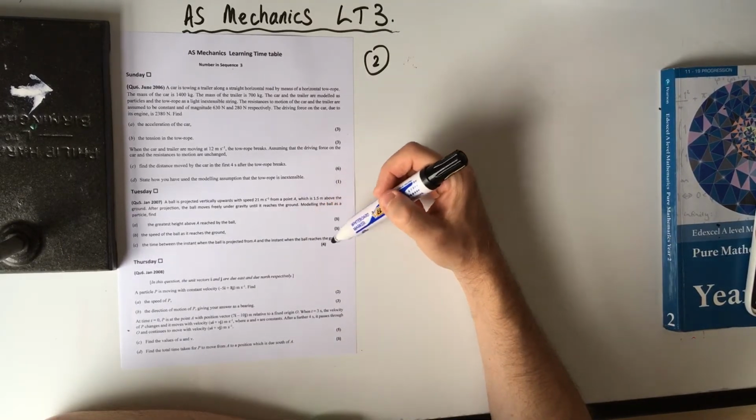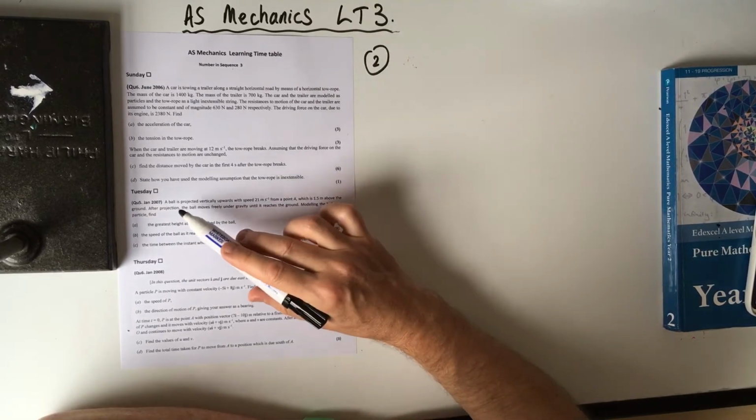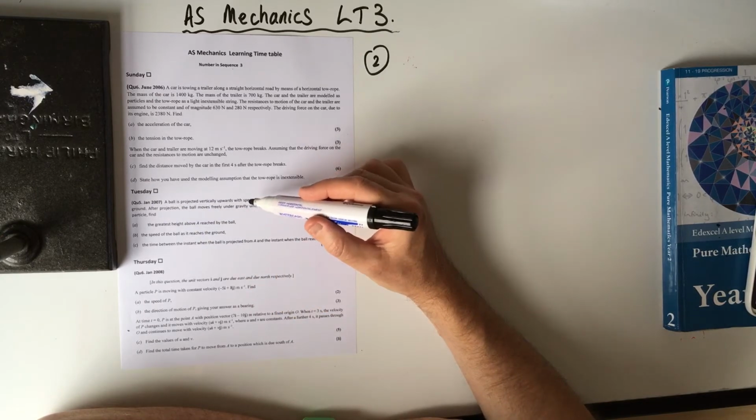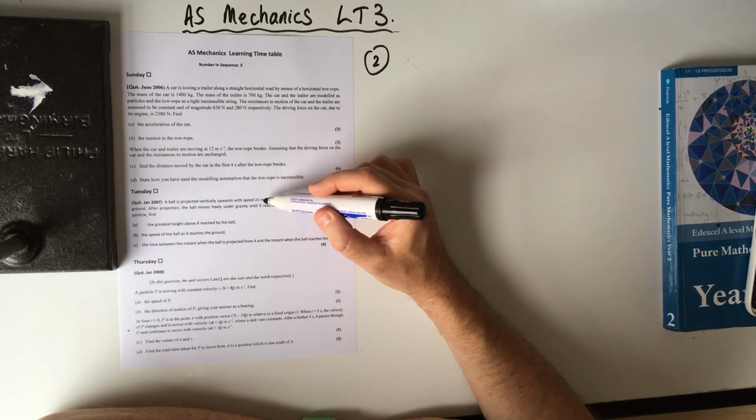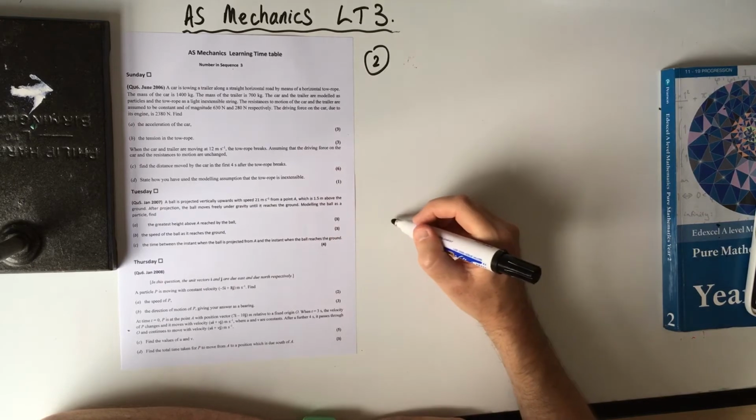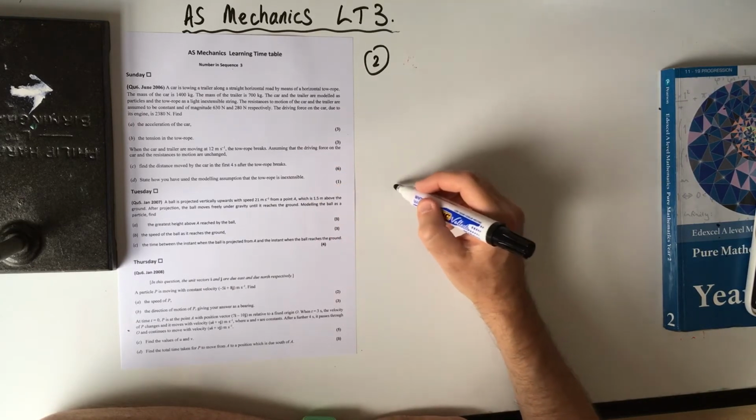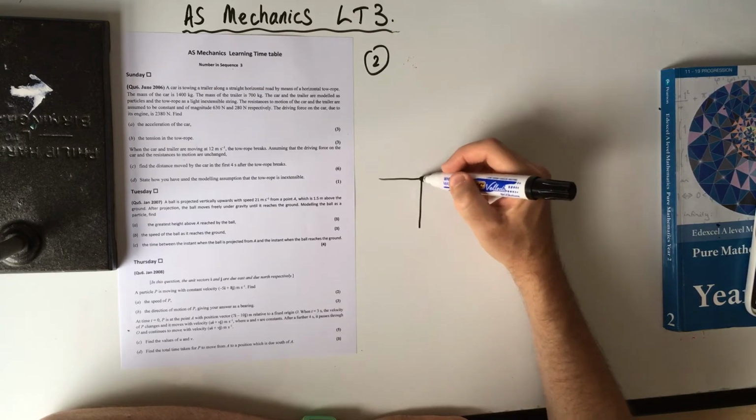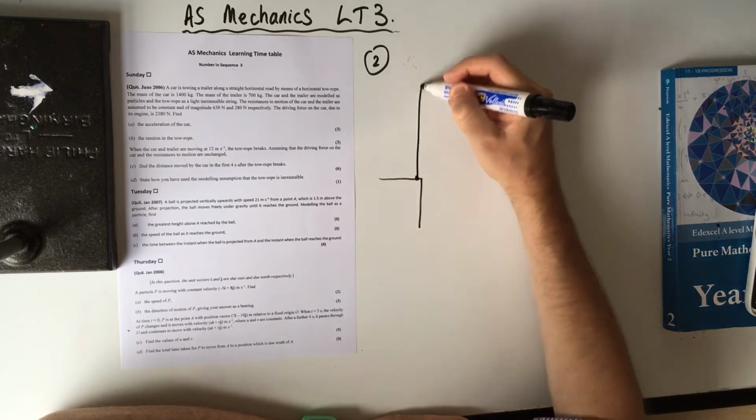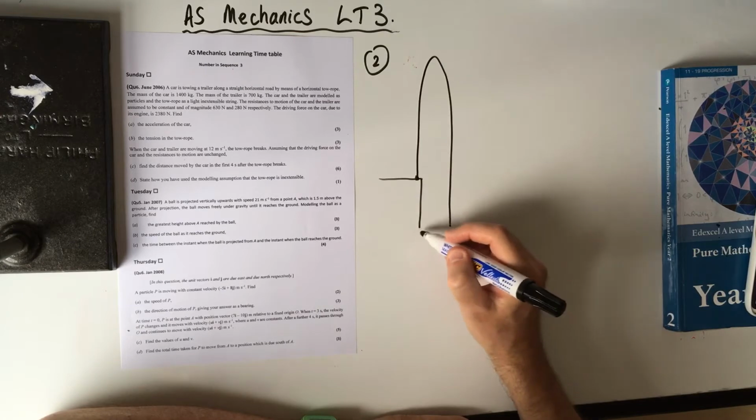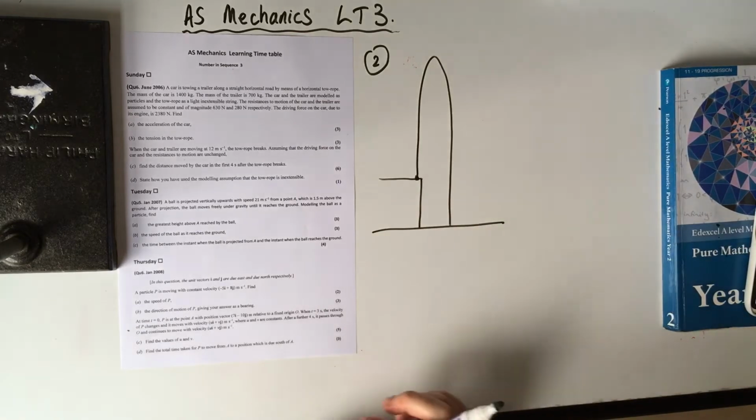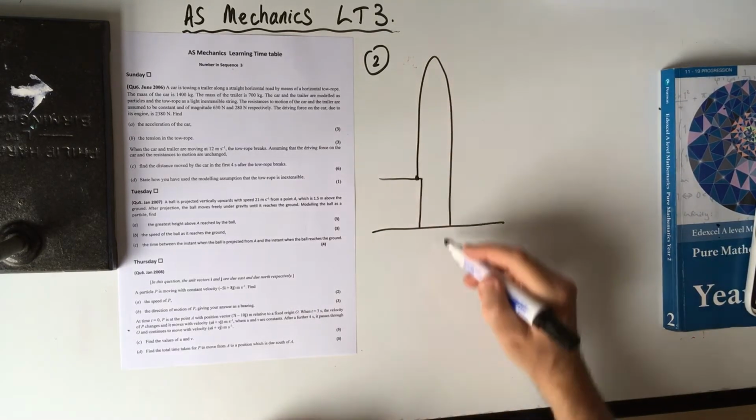Oh dear, no, it's quite a lot of marks for this one. So let's have a look at it. A ball is projected vertically upwards with a speed of 21 from a point A, which is 1.5 meters above the ground. So always draw yourself a diagram. So there's my diagram. That's what's happening, up and then down.